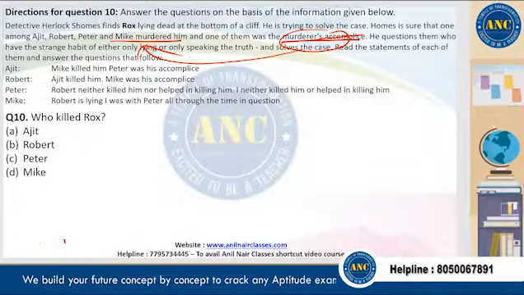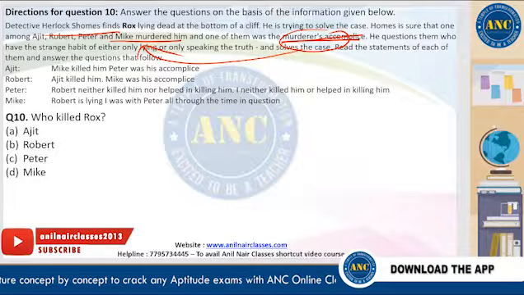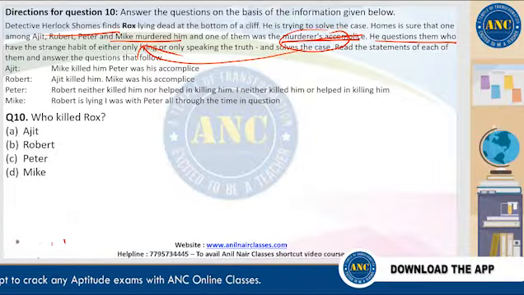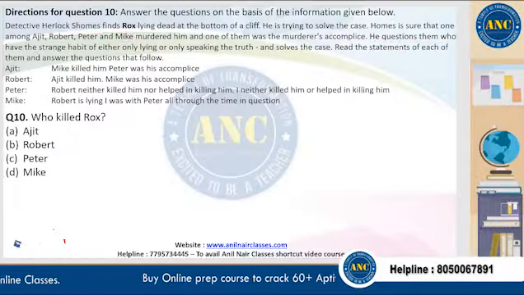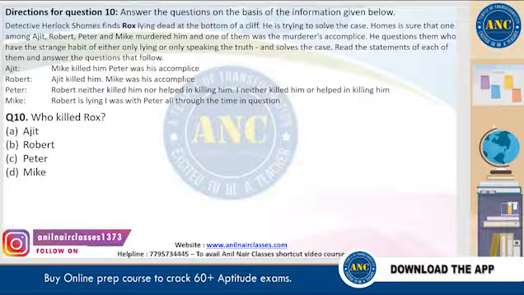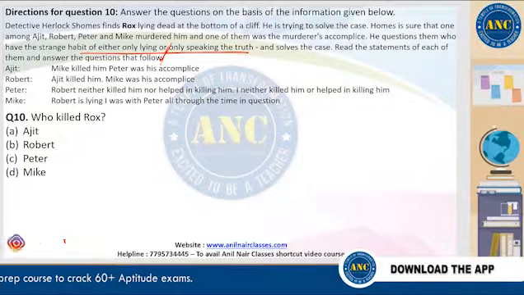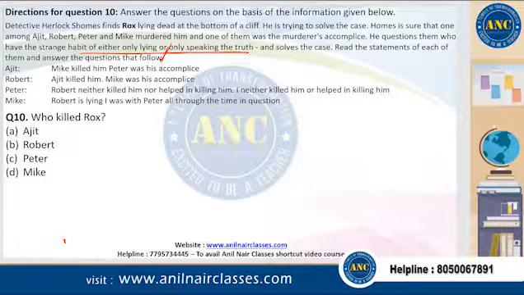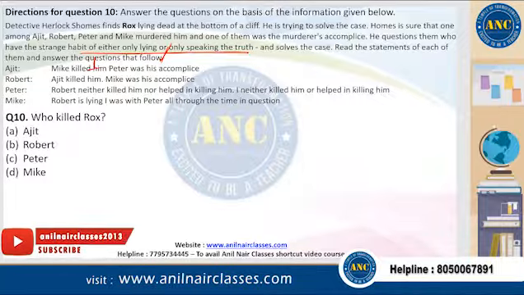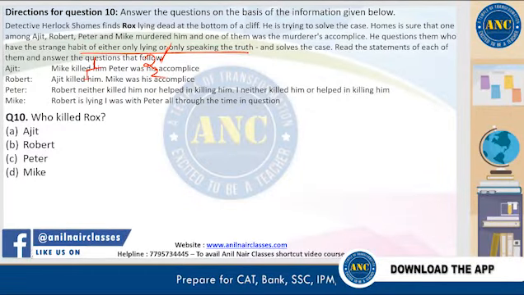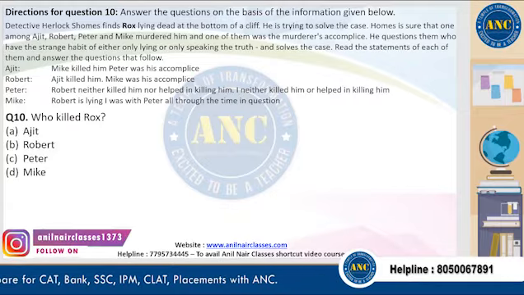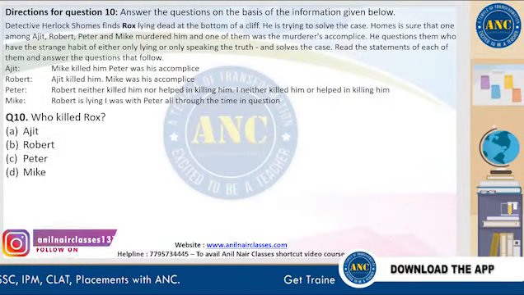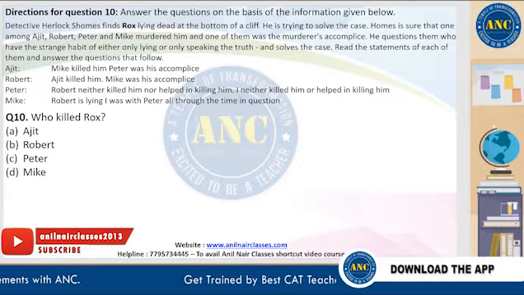He questions them. That means Holmes questions these guys, who have the strange habit of either only speaking the truth or only lying. What does it mean? Only speaking the truth or only lying? You'll notice that each of them has made two statements, part 1 and part 2. So one of them will be an honest statement, a true statement, and one of them will be a lie. Just understand that. Everybody has made two statements, you'll notice.